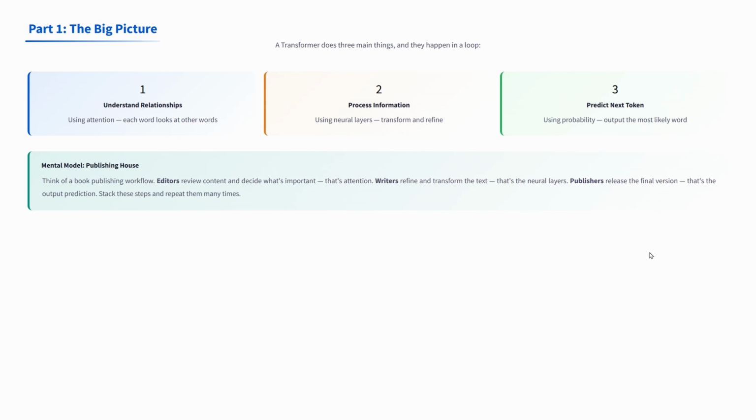Here's a way to think about it. Imagine a publishing house and its workflow. The editor reviews the content and decides what's important. That is attention. The writer refines and transforms the text. That's the neural layer. The publisher releases the final version, and that's the output prediction. Stack these steps, repeat them many times, and you get a transformer.